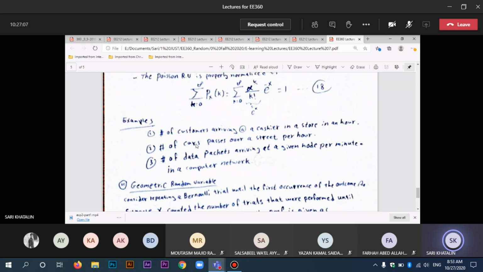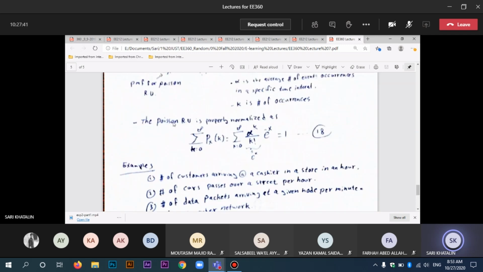And also, for example, they use it as an example here, the number of data packets arriving at a given node per minute. We use queuing theory. For example, airline companies use queuing theory. Why? Because they want to see how many calls are coming per minute, so they can decide how many stations they need to build or things like that. So it has so many applications.